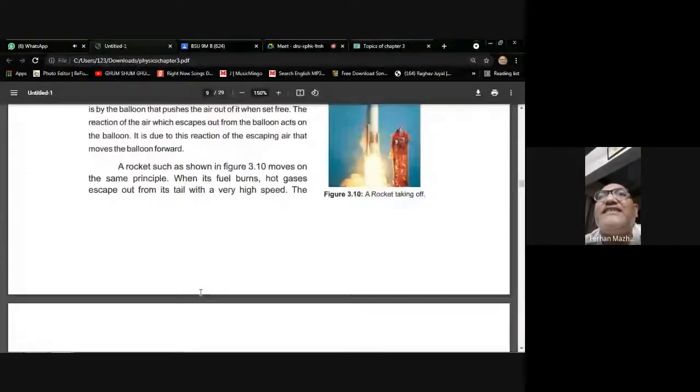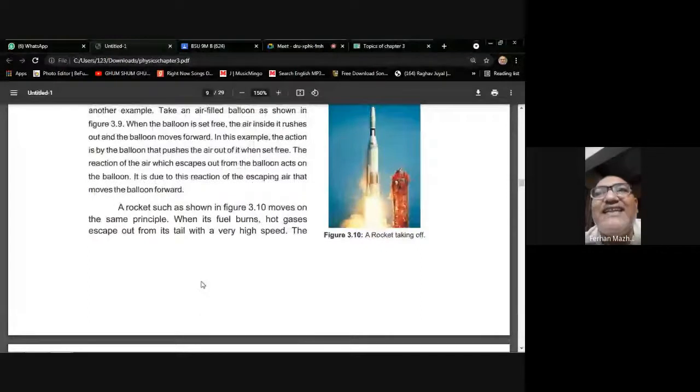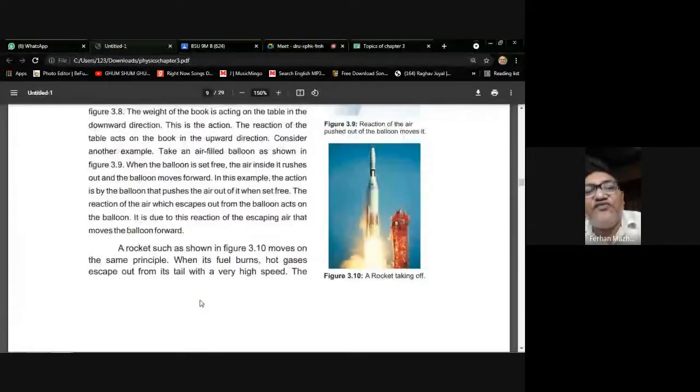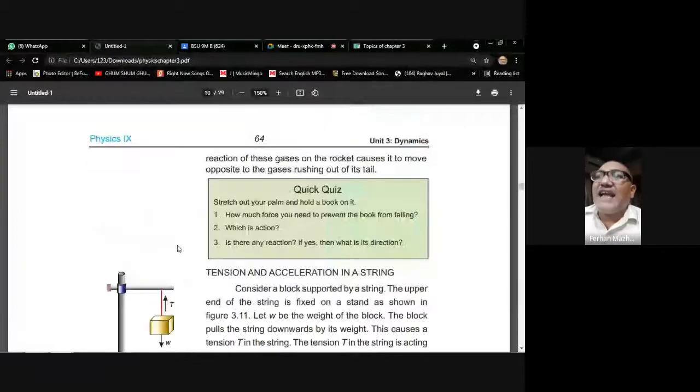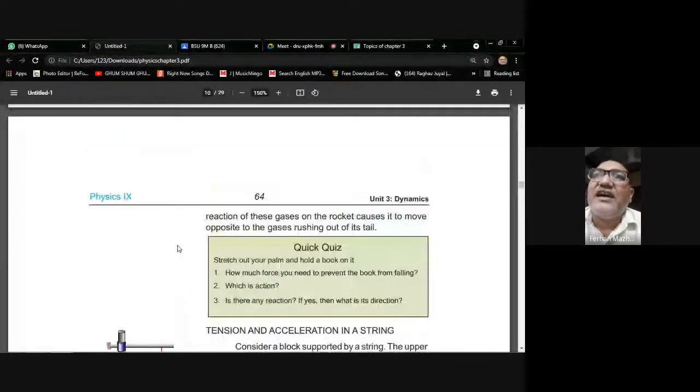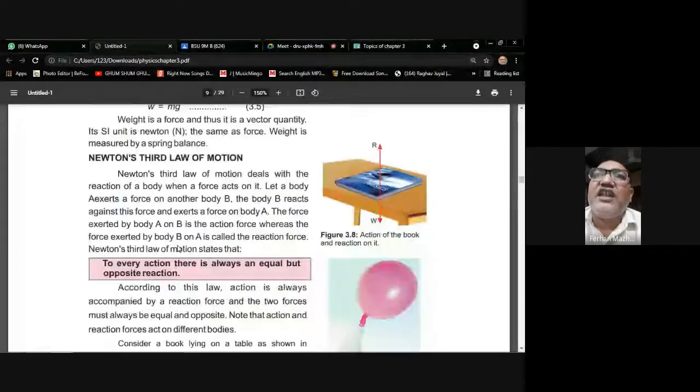A rocket, such as shown in figure 3.10, moves on the same principle. When its fuel burns, hot gases escape out from its tail with a very high speed. The reaction of these gases on the rocket causes it to move opposite to the gases rushing out of its tail. So that is Newton's third law of motion.